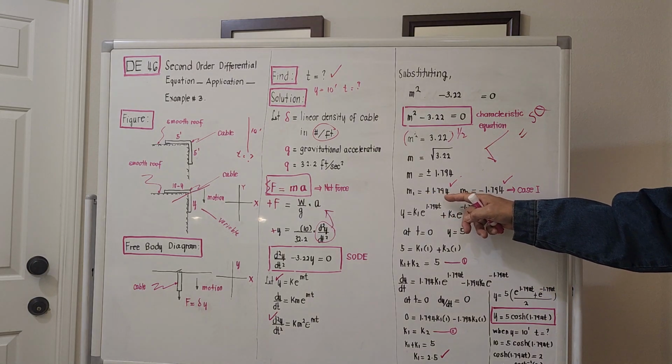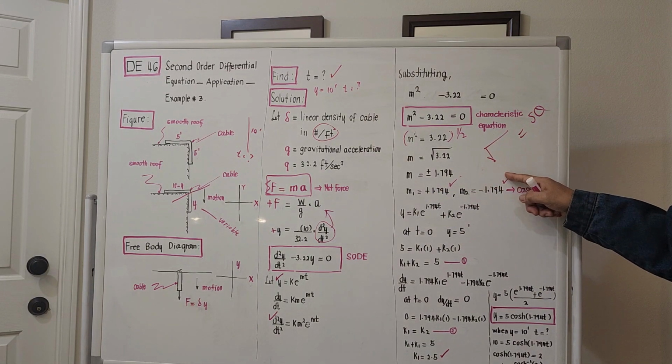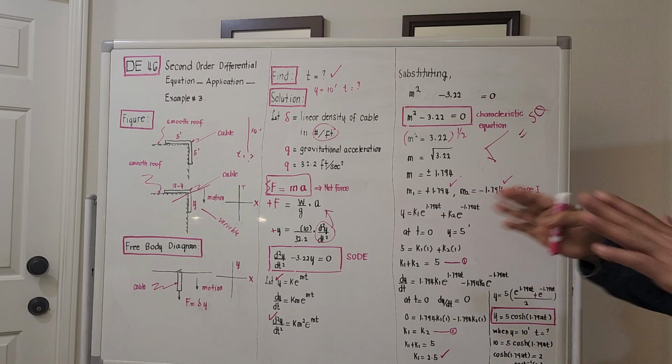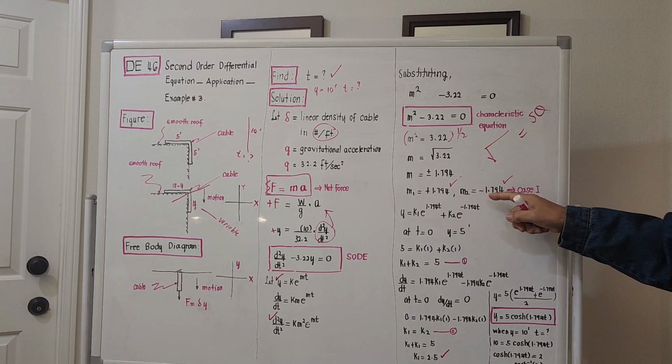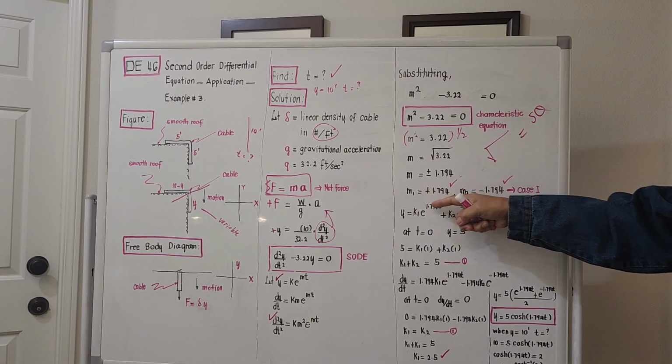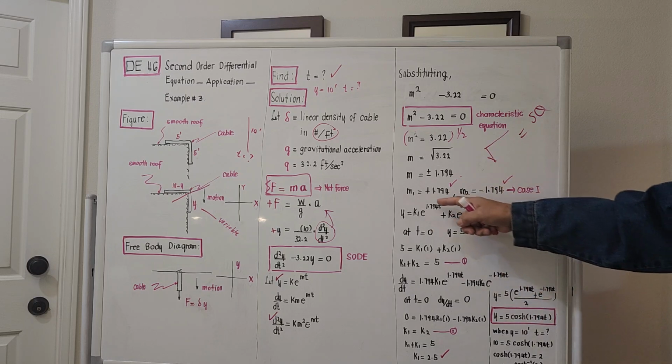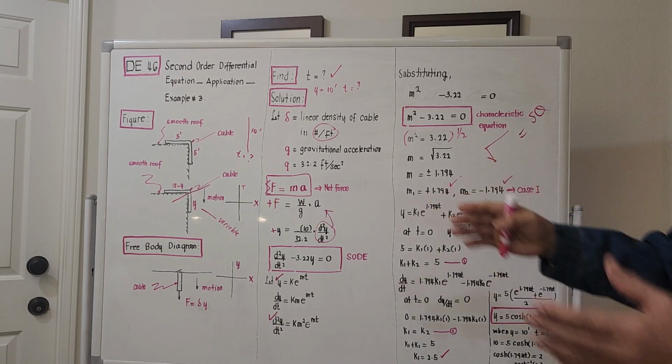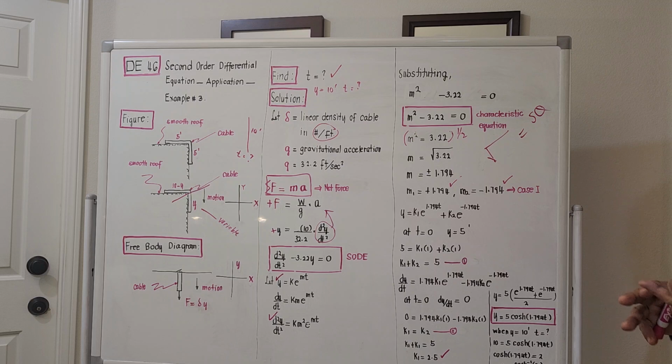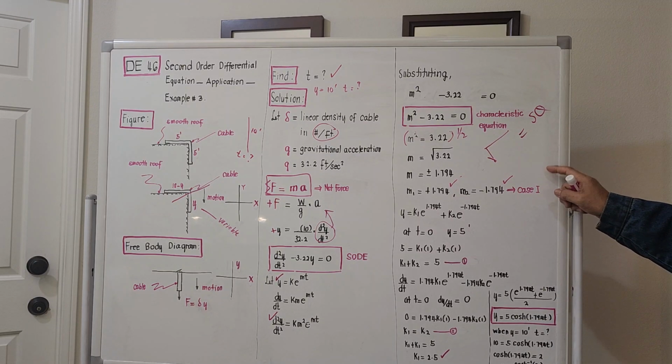The roots are actually real and not equal. They are not equal because this is plus and this is minus. If you try to take the absolute value, they're equal. But since this is plus and this is minus, they are not equal. So it falls under case number 1. The roots are not equal and they are real. Okay, so this falls under case number 1.